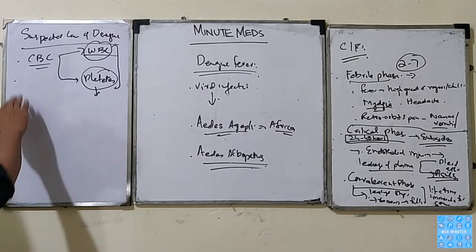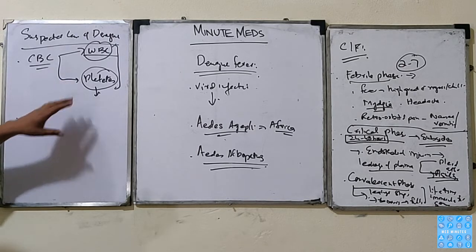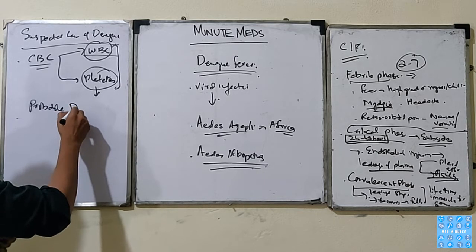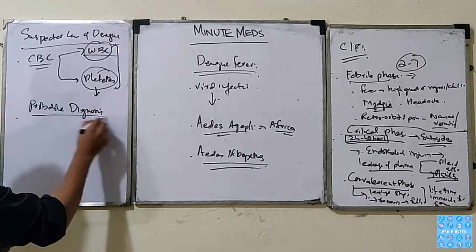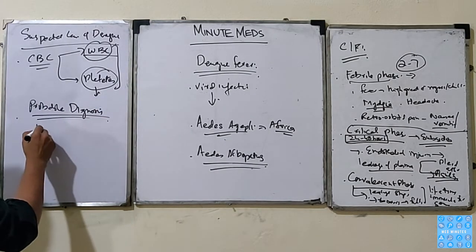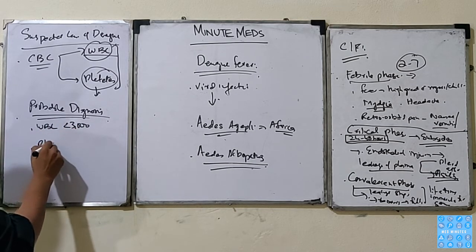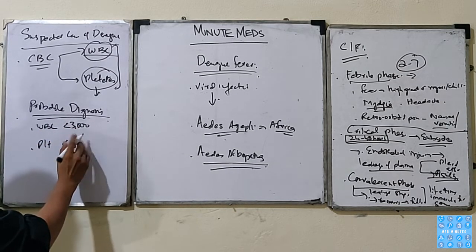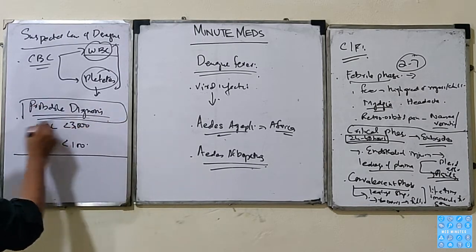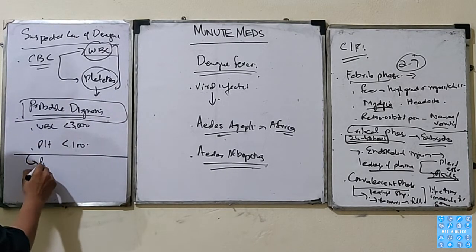And how do we make a probable diagnosis of dengue fever? We label a patient as probable dengue if the patient has a WBC count of less than 3000 and a platelet count of less than 100. Then we go to the next step to confirm the diagnosis.